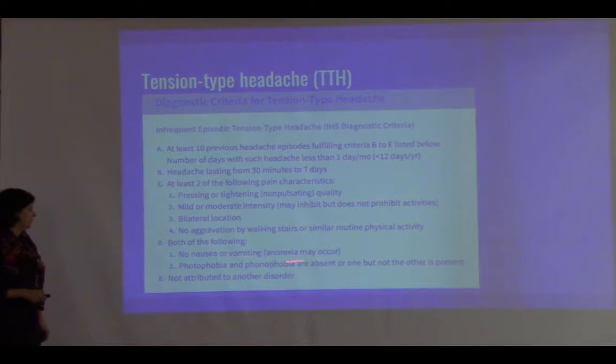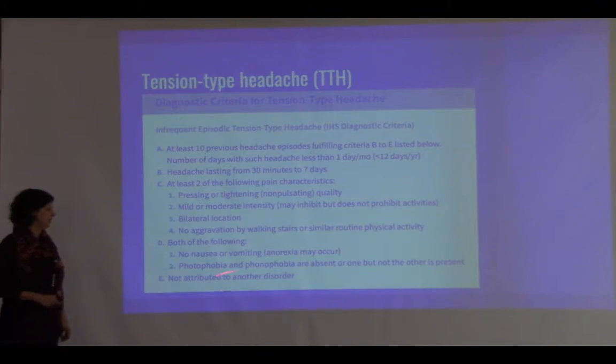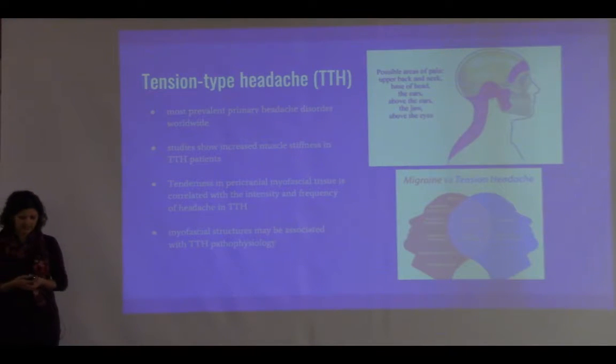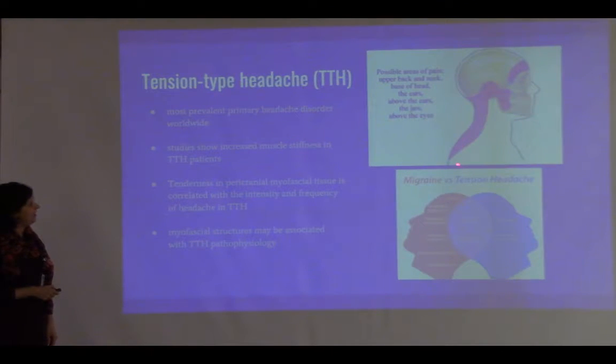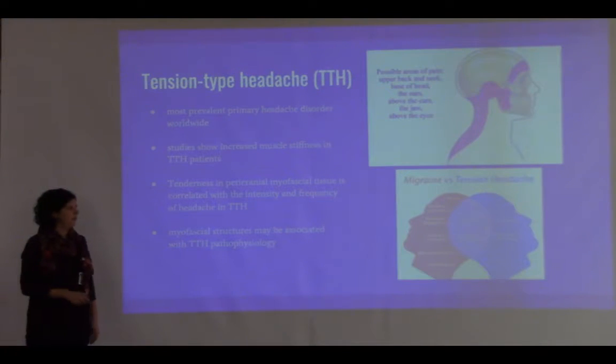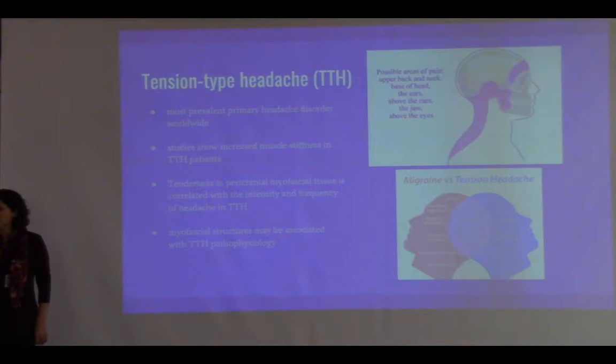Okay, so moving on to tension type headache and myofascial pain. So again, ignore letter A, because this is specifically for infrequent episodic tension type headaches, but this is just a reminder of what tension type headaches are. This is the most common type of headache. It's a headache that lasts from 30 minutes to 7 days long. You have to have at least two of these characteristics: either a pressing or tightening or non-pulsating quality to the headache, mild or moderate intensity, so it doesn't prohibit you from doing things, bilateral location, so both sides of your head, and it doesn't get worse just by routine physical activity. You don't have nausea or vomiting, and you don't have photophobia or phonophobia, both together. And it's not attributed to anything else. So your headache's not being caused by any other syndrome.